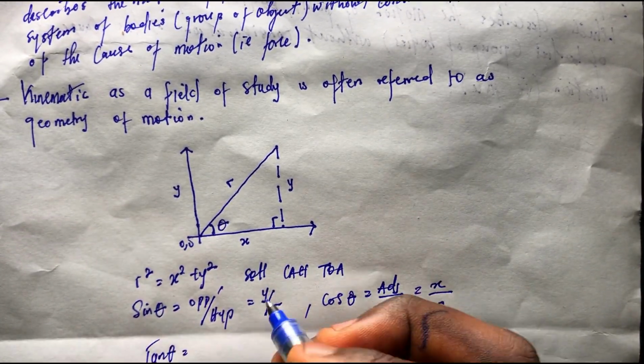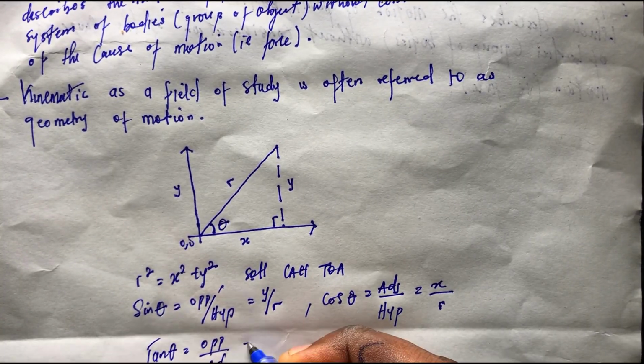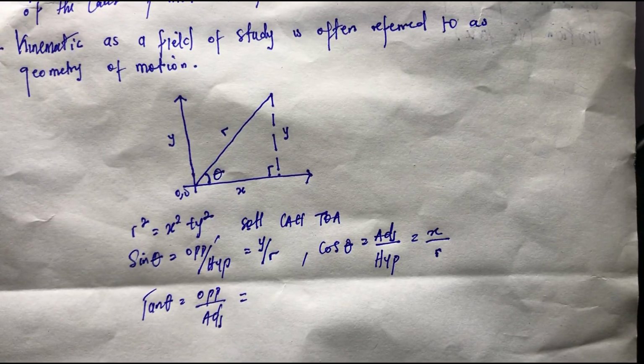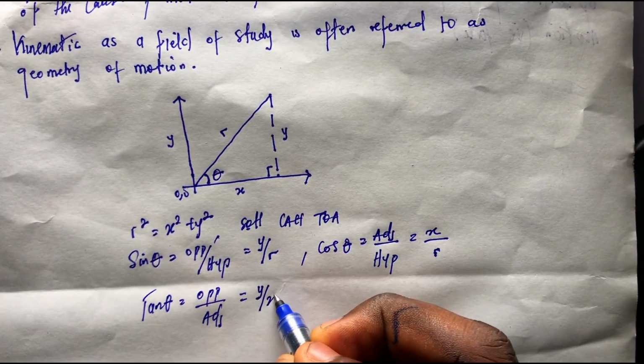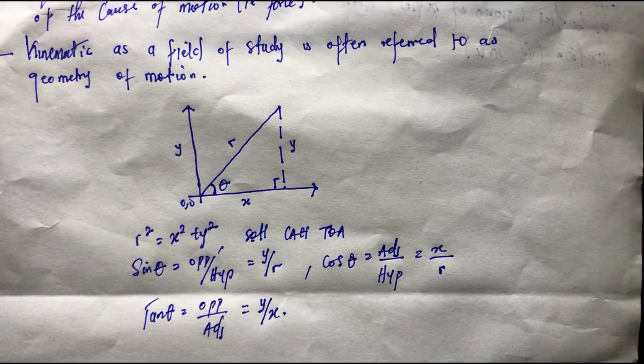And the last one, we have tan theta is equal to the ratio of opposite to the adjacent. This is y over x here. So we need to know these formulas in order to solve kinematics. This is talking about geometry. So let's see an example.